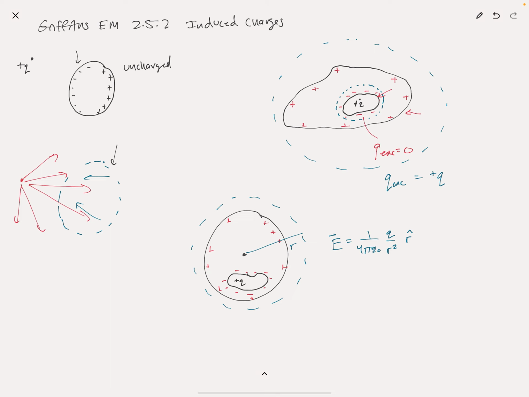Okay. So you put a charge near a conductor, you generate induced charges. You put a charge inside of a void or a cavity inside of a conductor, you generate induced charges still, and those induced charges make sure that the electric field within the conductor is zero. But you can still have an electric field outside of your conductor too. Okay. So we're left with one more scenario that we have to talk about.